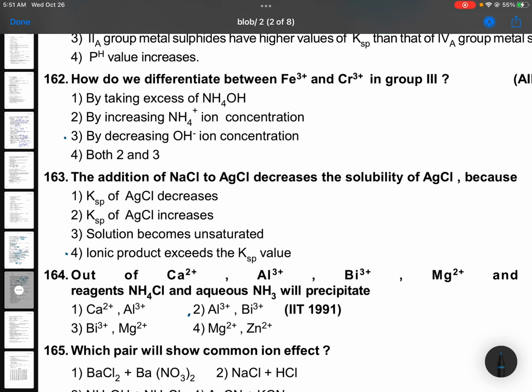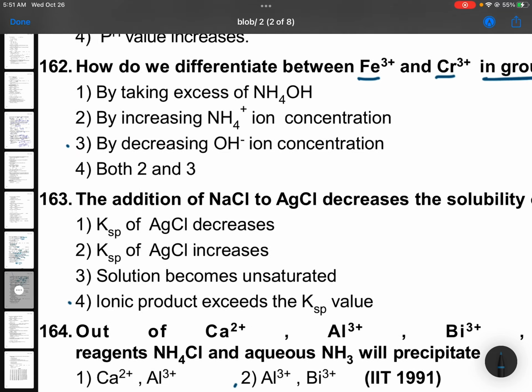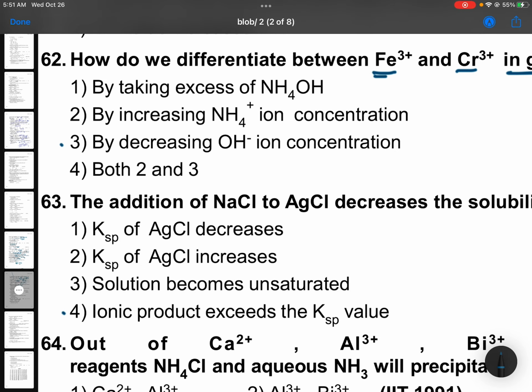How do we differentiate between Fe+3 and Cr+3 in group 3? This is again qualitative analysis. Fe+3 and Cr+3 by decreasing OH- ion concentration. For that purpose, we need qualitative analysis. Both these belong to group 3. We are going to add NH4OH and NH4Cl.